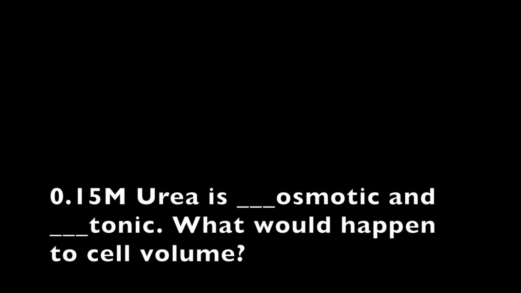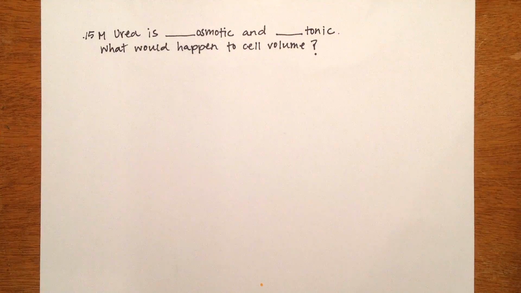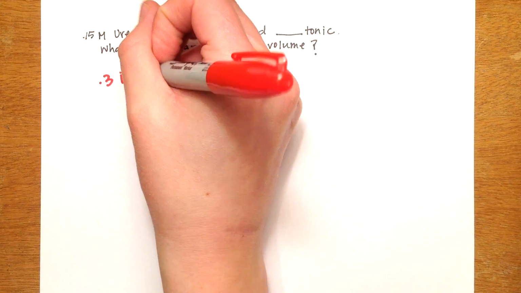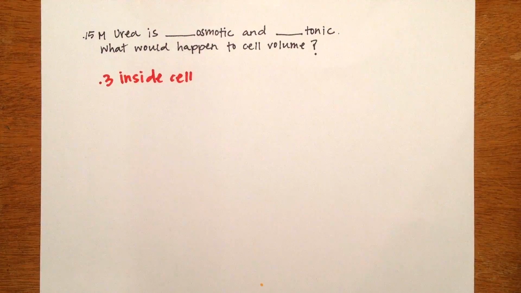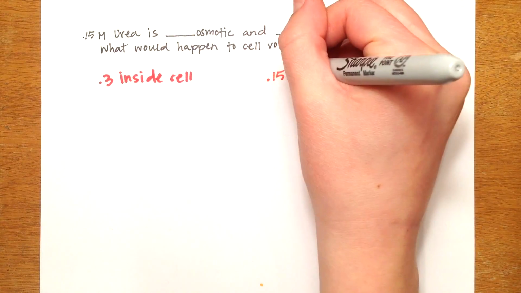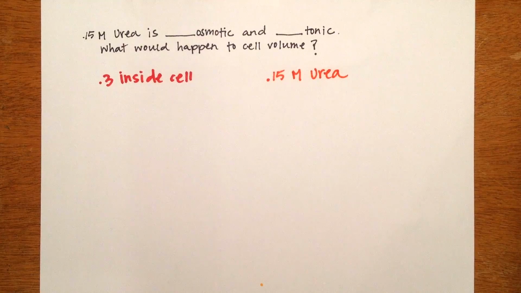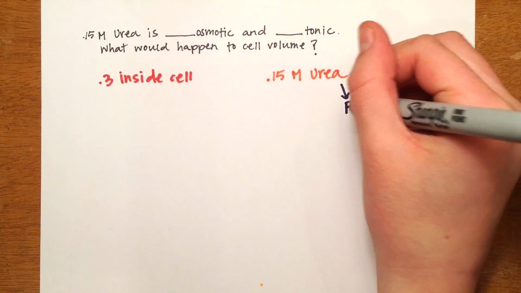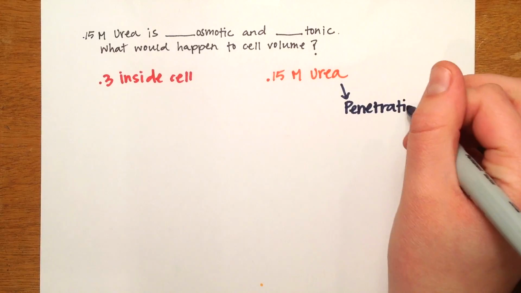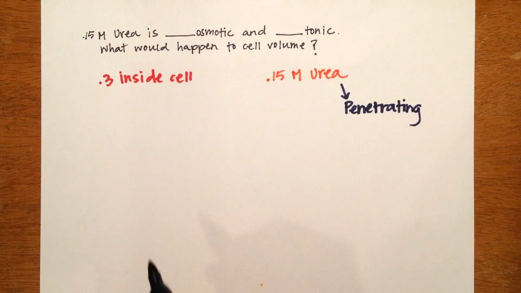The next two questions have to do with urea instead of NaCl. So this first one, we have a 0.15 molar solution of urea, and that is blank osmotic and blank tonic. And what would happen to cell volume if a cell was placed inside the solution? Alright, so we have a 0.3 molar concentration inside the cell compared to the 0.15 molar concentration of urea, and it doesn't dissociate, so that won't be a problem. But remember that it is penetrating. That won't really affect anything in this problem though.